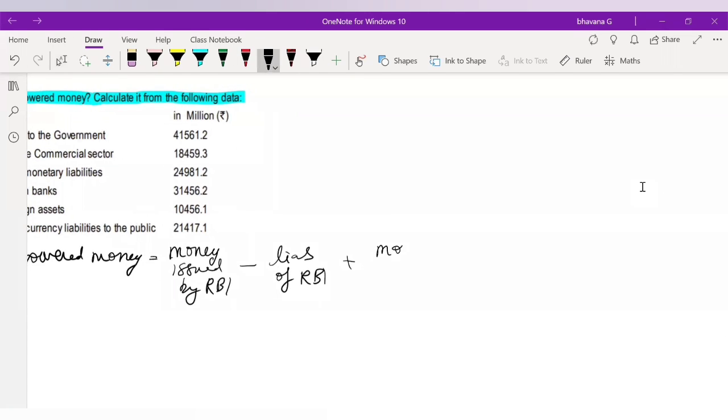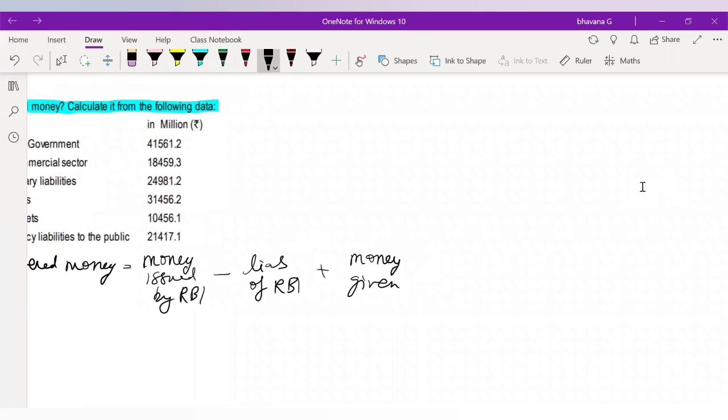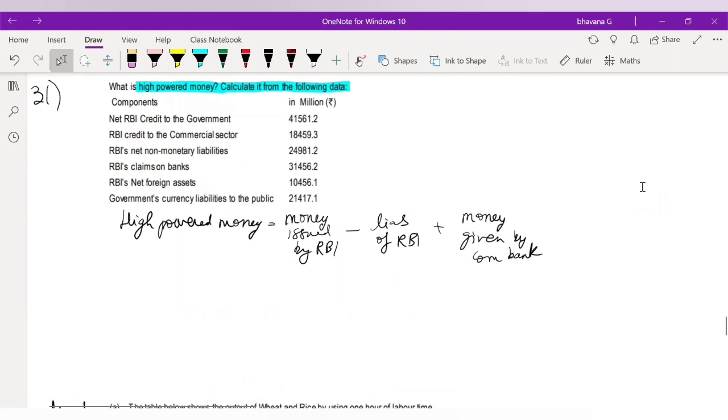And also you have to add the money that is given by the commercial bank. So this is your formula for high powered money. So net RBI credit to the government means RBI has given money to the government. So this you will add. Issued by RBI. Again, RBI credit to the commercial sector. This is also money issued by RBI. They have given to them 184. Okay, this also you will add.